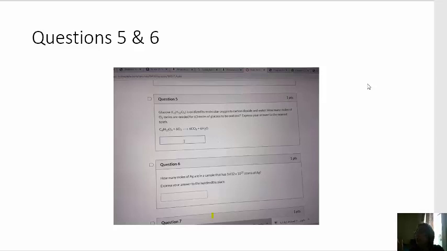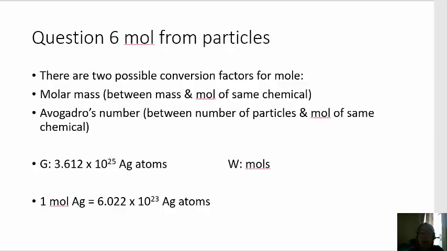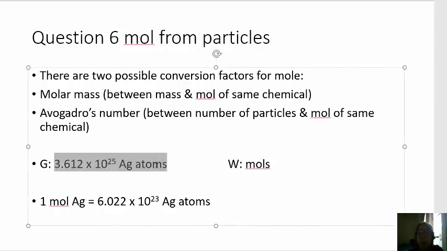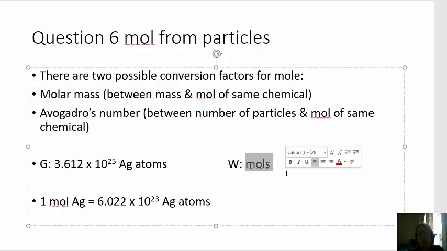Looking at question 6, we're asked how many moles of silver are in a sample that has 3.612 times 10 to the 25th atoms of silver. As always, writing down what we're starting with, 3.612 times 10 to the 25th silver atoms, and what we're asked for, where we're trying to get to, moles, is really going to help us figure out what we need to do.